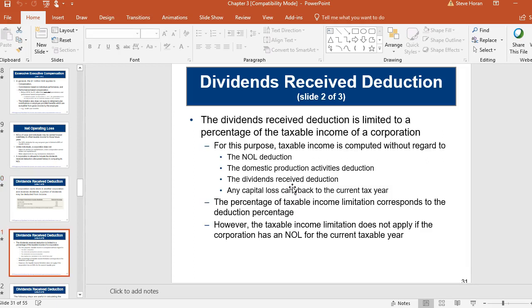So the dividends received deduction is limited to the percent of taxable income of a corporation. So I have to compare the deduction to the taxable income that we have already. It says here, for this purpose, taxable income is computed without regard to the NOL, domestic production activities deduction, which we haven't necessarily talked too much about yet, the dividends received deduction, and any capital loss carryback to the current year. The percent of taxable income limitation corresponds to the deduction percent. However, the taxable income limitation does not apply if the corporation has an NOL for the current year.